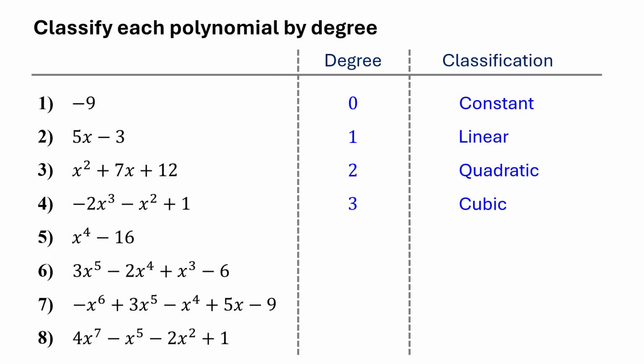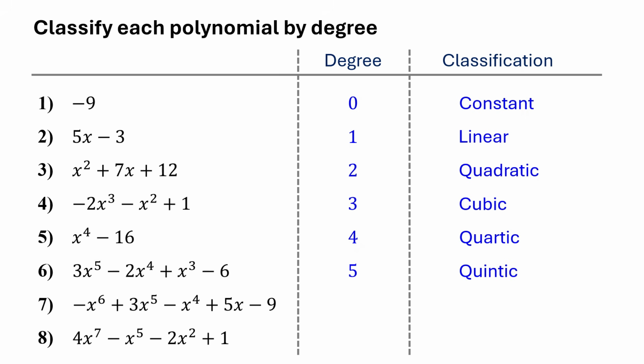Next, we have x to the 4th minus 16. The highest exponent is 4, so the degree is 4. That makes it a quartic polynomial. Now pause the video and try the next one. First find the highest exponent, then use that degree to classify the polynomial. The highest exponent is 5, so the degree is 5, and it is a quintic polynomial.